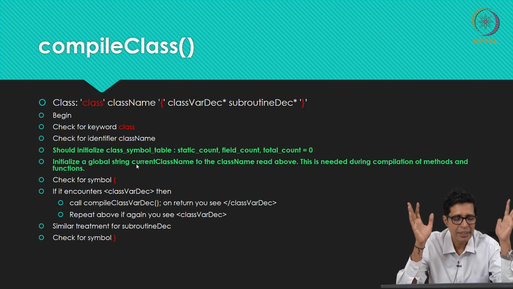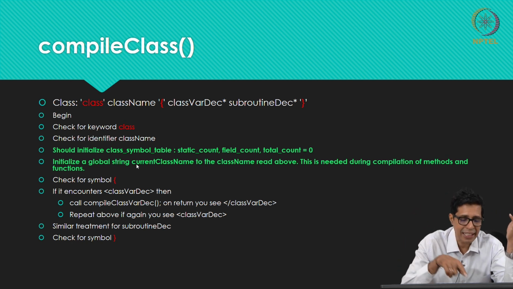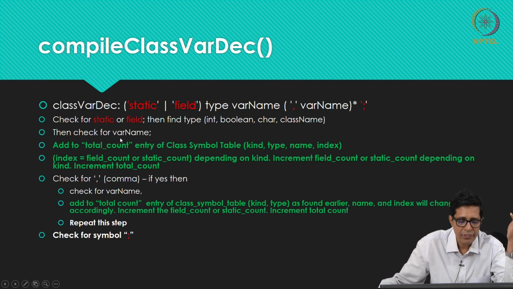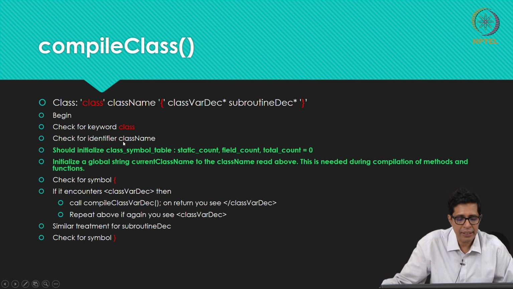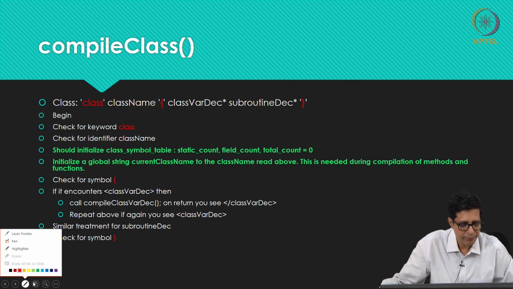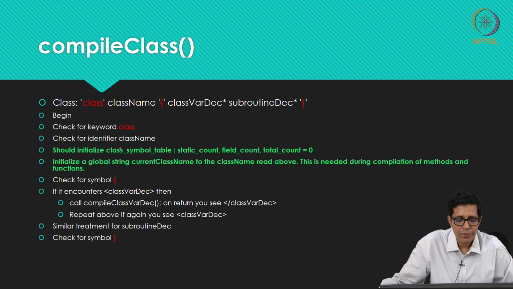Zero variables are there. Now it will also initialize a global string called current class name, and it will assign the class name that you are seeing here. I am just moving the mouse there. The class name that I am seeing here will be assigned to this current class name, because we will need this for some other purpose, which I will tell you later.